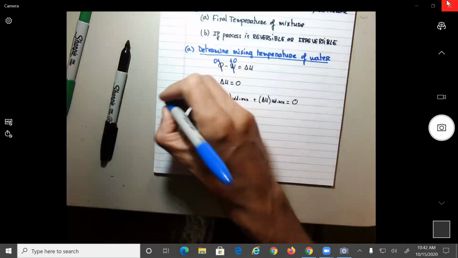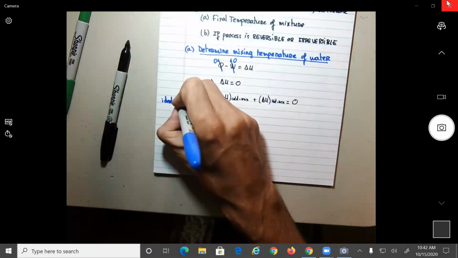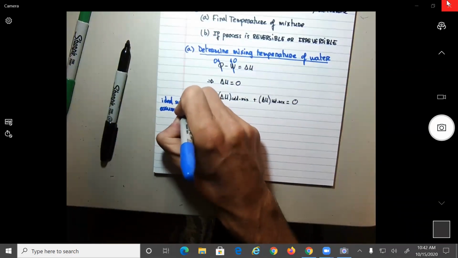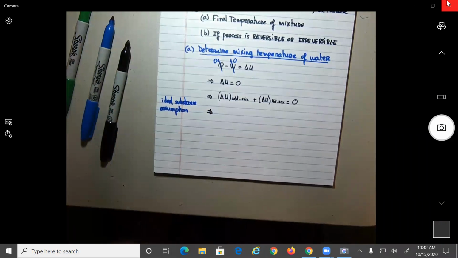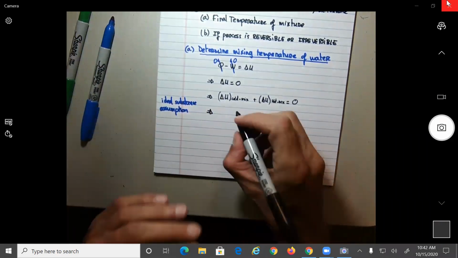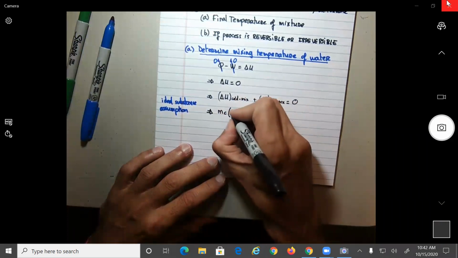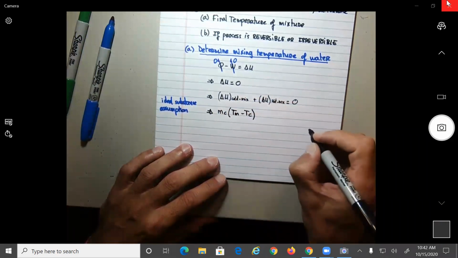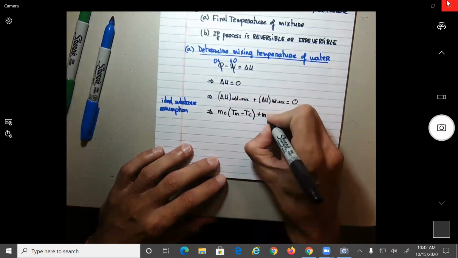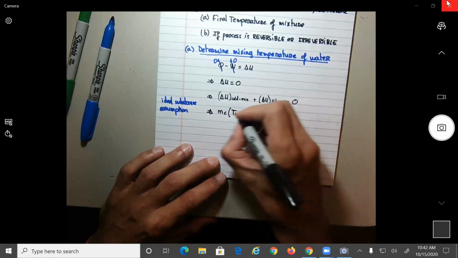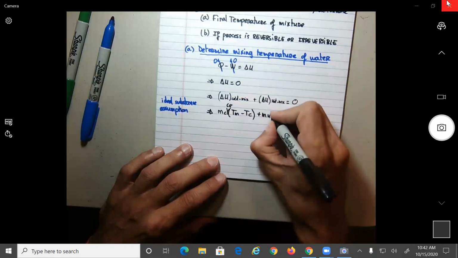If we make the ideal substance assumption, can we do that here? Yes, because is the water changing its state? The water is still liquid, no? So we could say that this will be equal to m cold, times the final temperature, T mixture minus T cold, plus m hot times T mixture minus T hot. Oh, sorry, I forgot something here. Sorry, guys. Don't forget the Cv here: m Cv, m Cv.